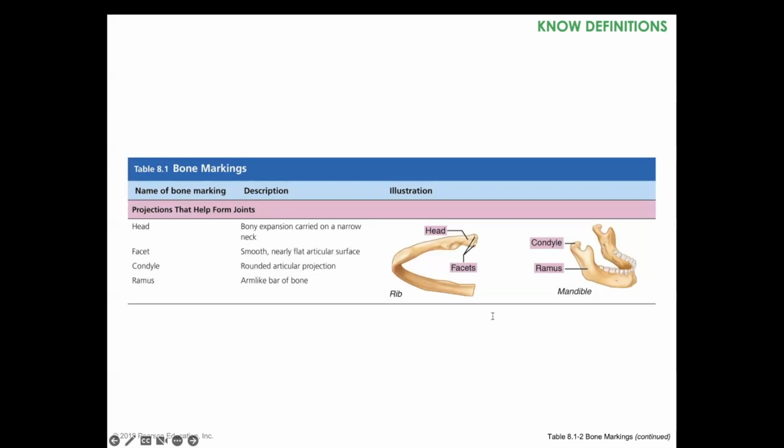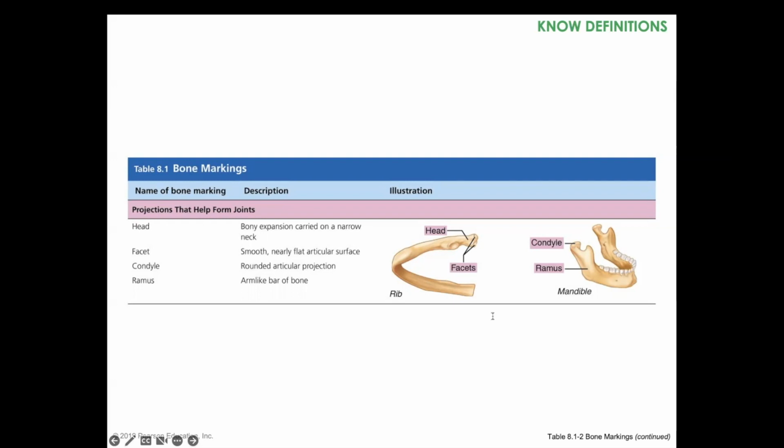So first we have the head. The head is going to just be a bony expansion that is connected to the main bone by a narrow neck, similar to how our head is connected to our body by our neck. Next is the facet. It's going to be a smooth surface that's actually going to articulate with another bone. The facet is almost always going to be found on the head of a bone, and you can typically see a white layer of that articular cartilage on top of a facet.